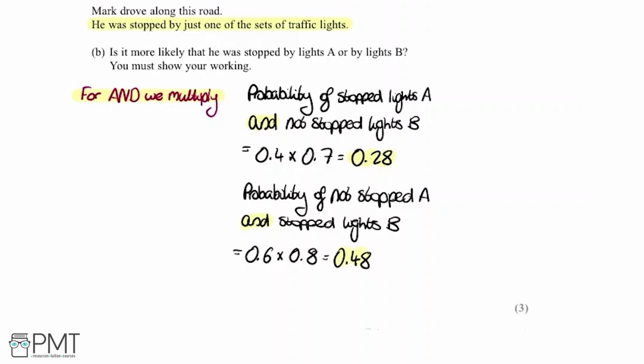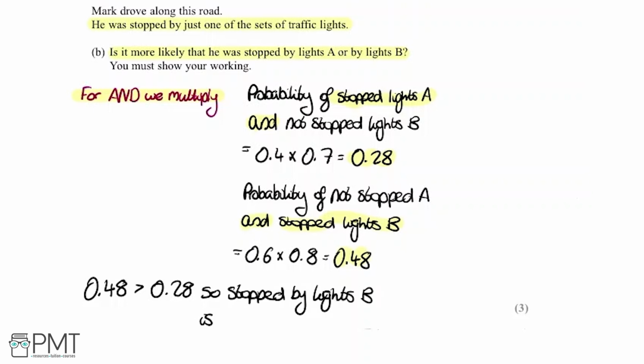Great, so we've now evaluated both our options. So now we've got to answer the question, is it more likely that he was stopped by lights A or lights B? Well, for the first option, he was stopped by lights A, and for the second option, he was stopped by lights B. And the probability for the second option, 0.48, is greater than the probability of the first option, 0.28. So being stopped by lights B is more likely.